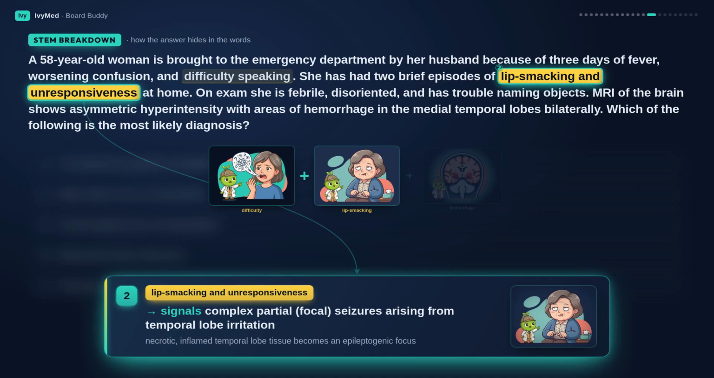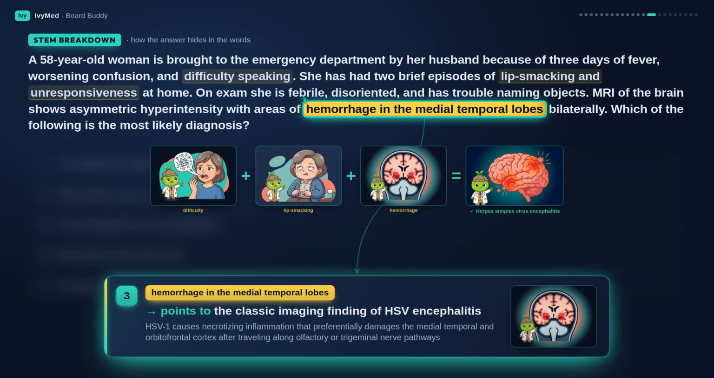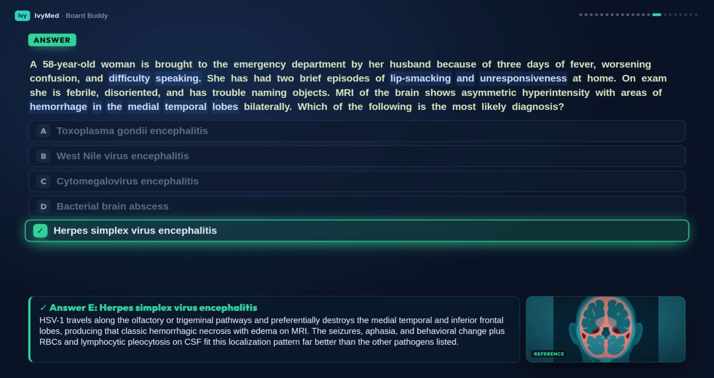Hemorrhage in the medial temporal lobes. Here, this is the classic imaging finding of HSV encephalitis, because HSV-1 causes necrotizing inflammation that preferentially damages the medial temporal and orbitofrontal cortex after traveling along olfactory or trigeminal nerve pathways. The answer here is E.